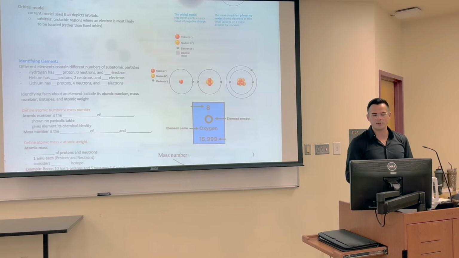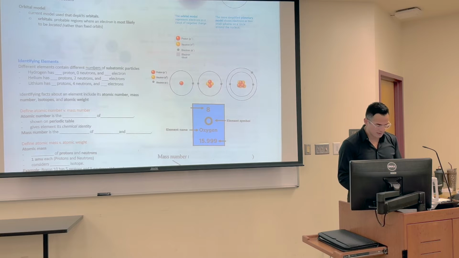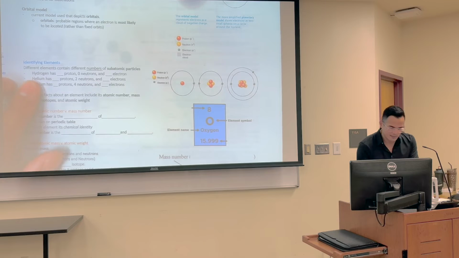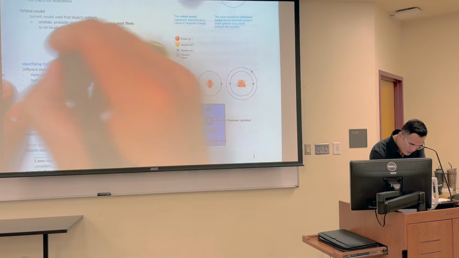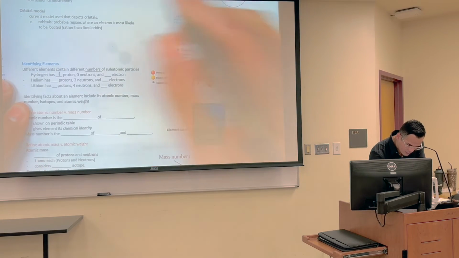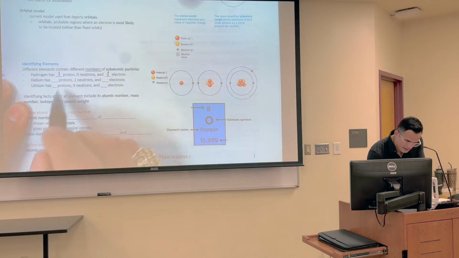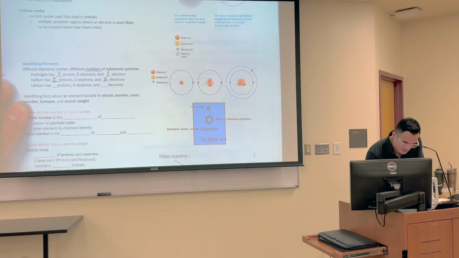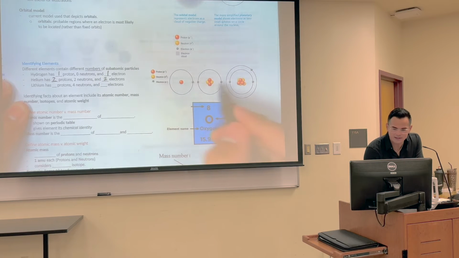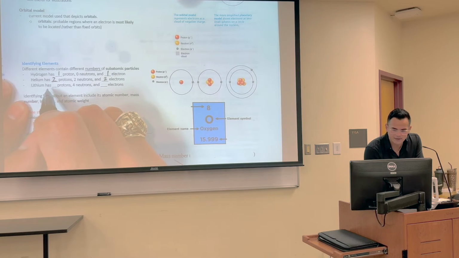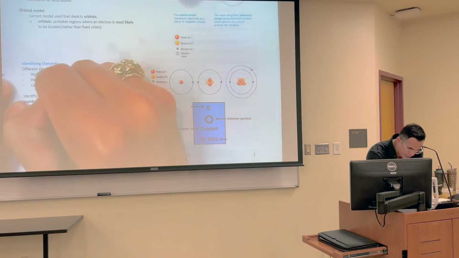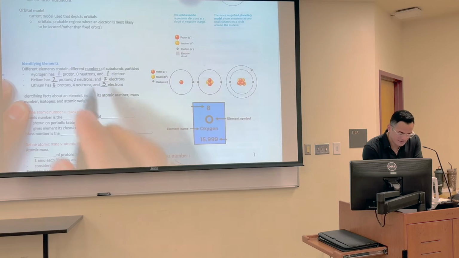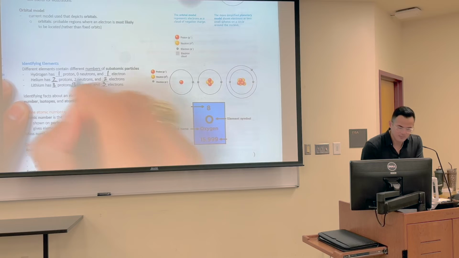Identifying elements: different numbers of subatomic particles. So let's look at an example here. Hydrogen has how many protons? It has 1 proton, and it has 1 electron. Helium has 2 protons as well as 2 electrons, and then 2 neutrons here within the nucleus. Lithium is going to have 3 protons, and it's going to have 3 electrons. But what differs here? It differs in the number of neutrons.